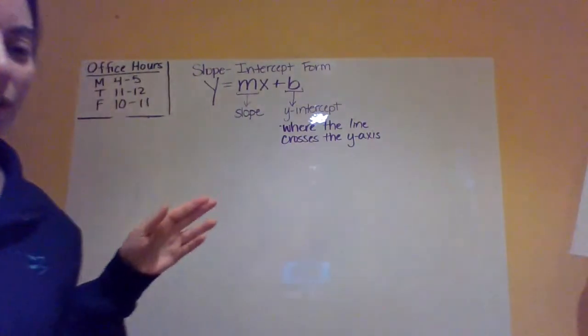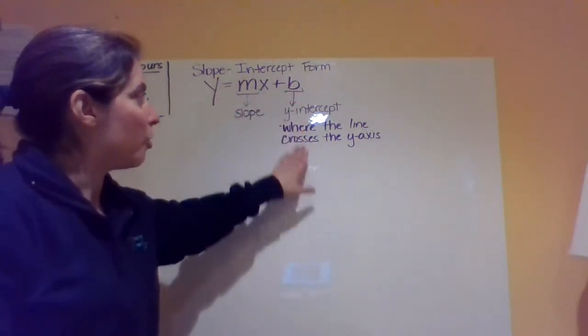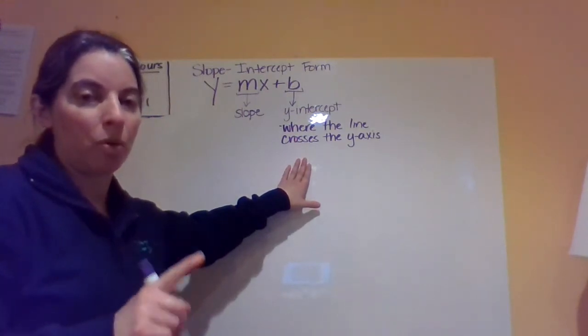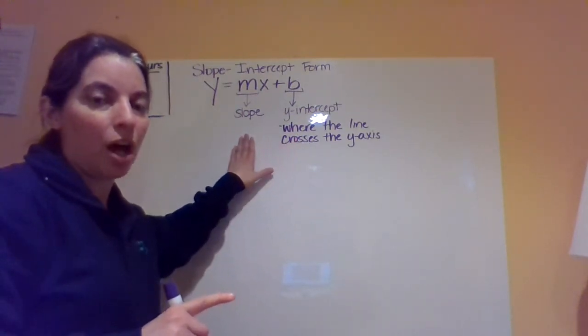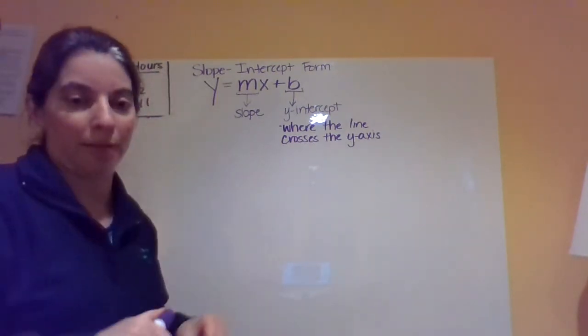So that's what this is going to do for us, okay? When we have it in slope-intercept form, the y-intercept gives us 1 point, and then the slope is going to help us get to another point. And then we're going to have 2 points, boom, we can draw our line.